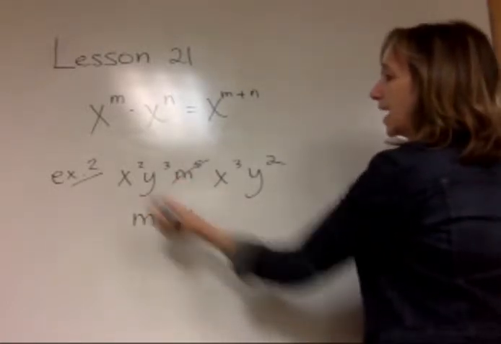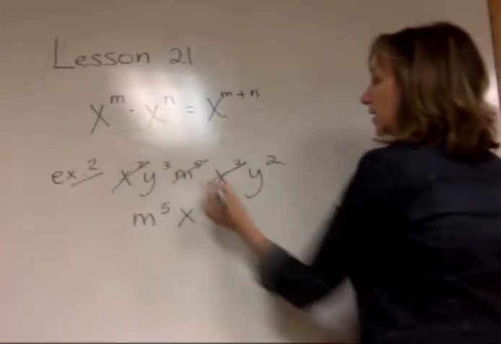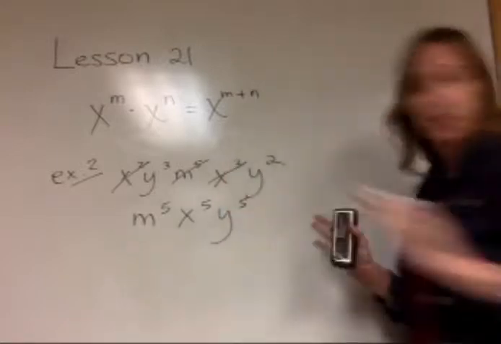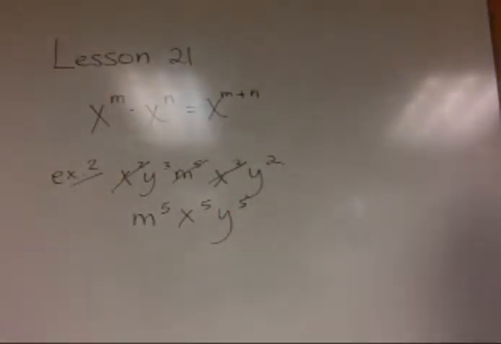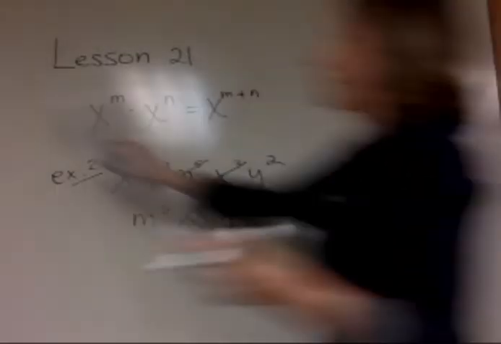X to the 2 and x to the 3rd would be x to the 5th. And then we have y to the 5th. They're not bad, right? All right, we're not going to do example 4 or 3 because we ran out of time, but I do want to do example 5 because it's a different kind of problem.